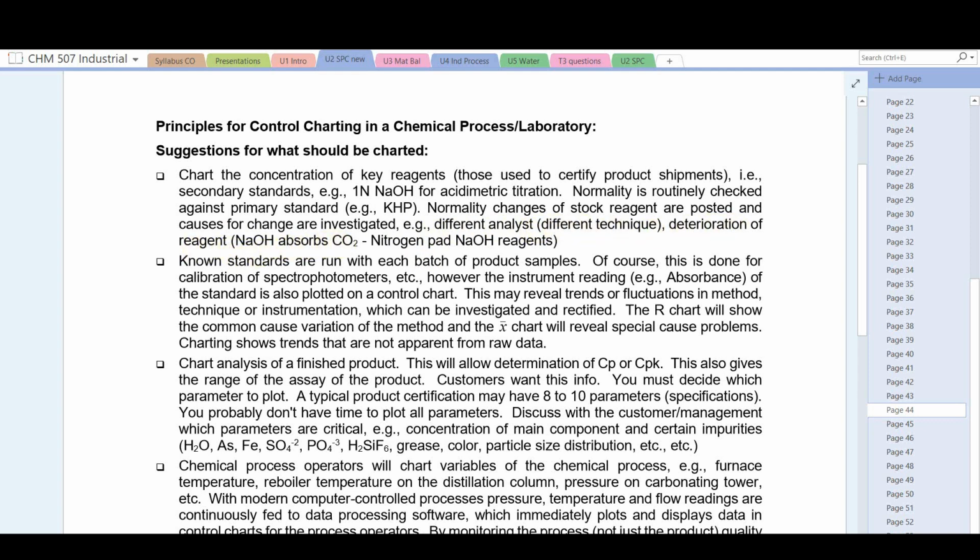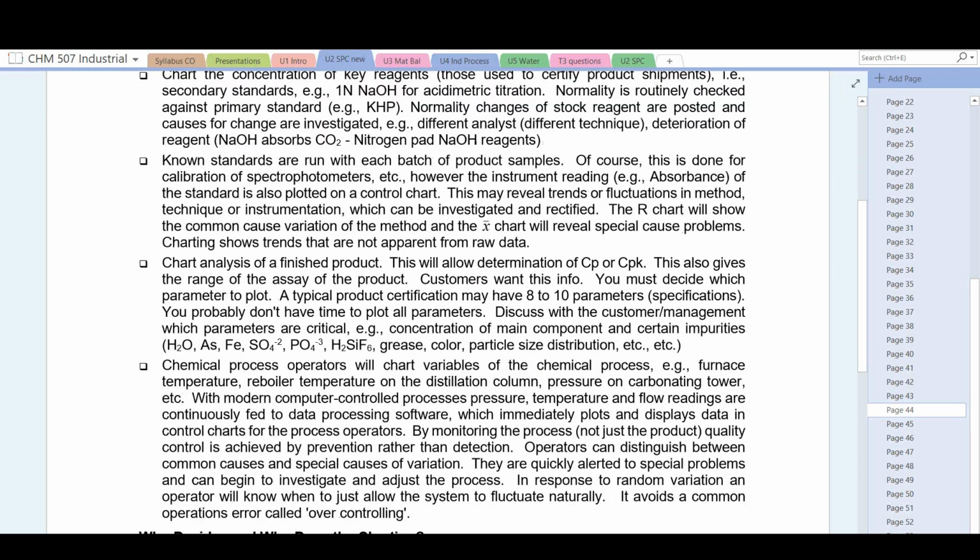Sodium hydroxide does absorb CO2. So if you nitrogen pad the reagent, you eliminate CO2. Known standards are run with every batch of sample. That's normal event, but have you ever thought about maybe plotting the absorbance of a given standard on a weekly basis? So a change in the absorbance might give information about the behavior of the instrument.